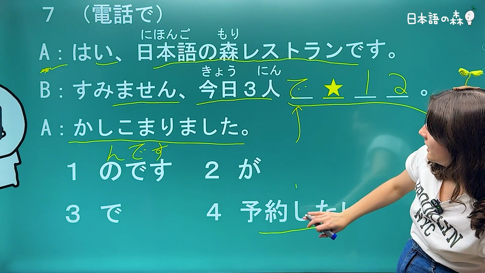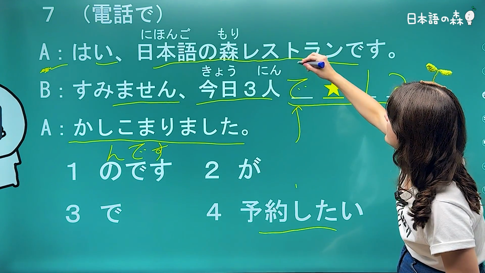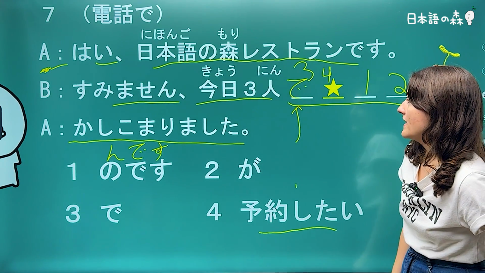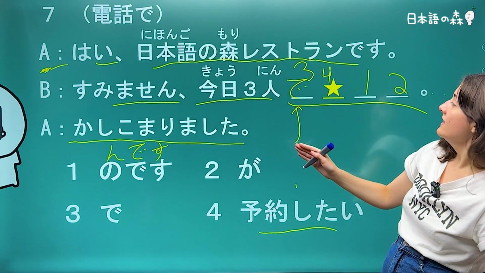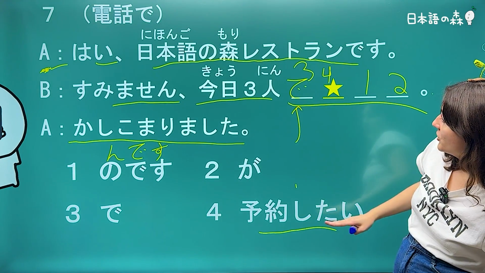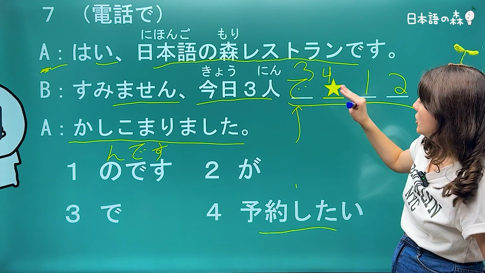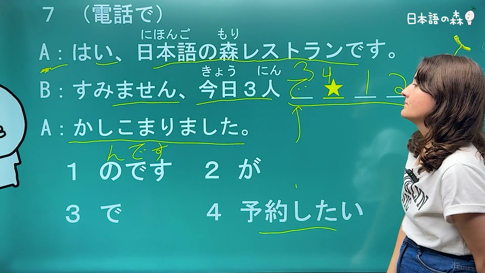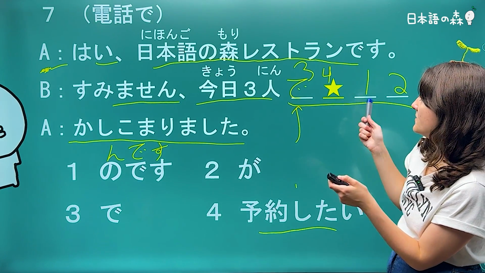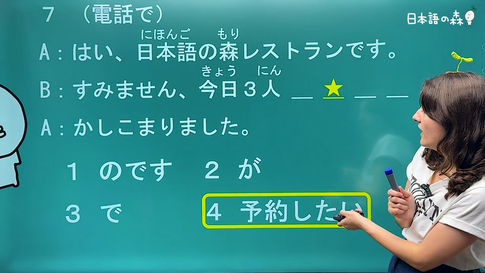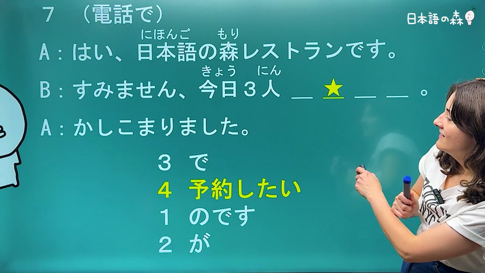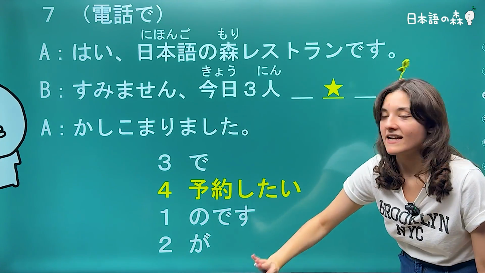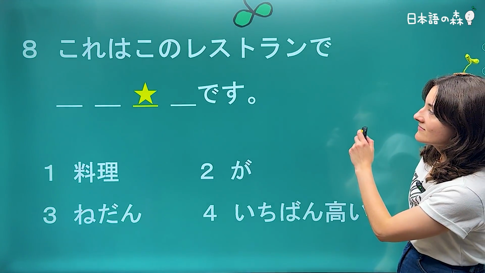So that leaves us here with, de is number 3, so let's put that there. And then that leaves yoyaku shitai in number 4. So we get 今日3人で予約したいんですが or 予約したいのですが. So because number 4 comes here in our little star spot, number 4 is going to be our answer. 3人で予約したいのですが. Next up, all right.